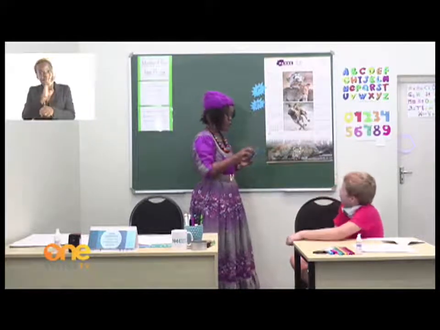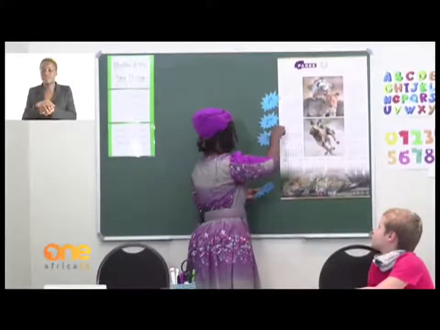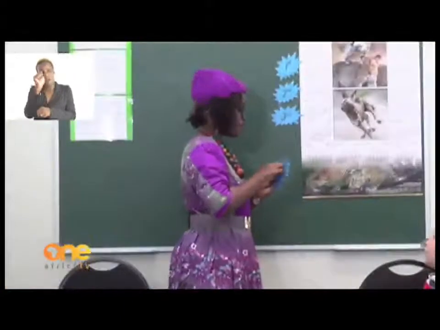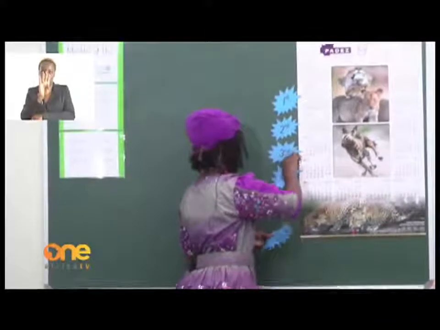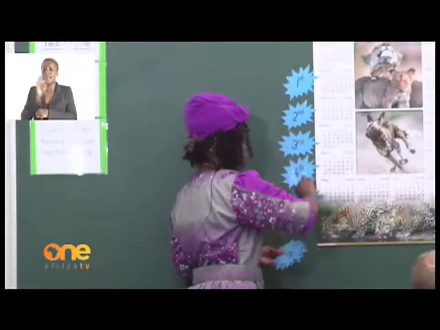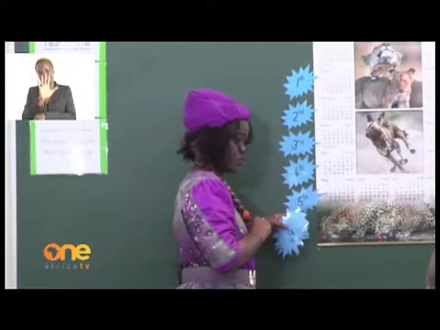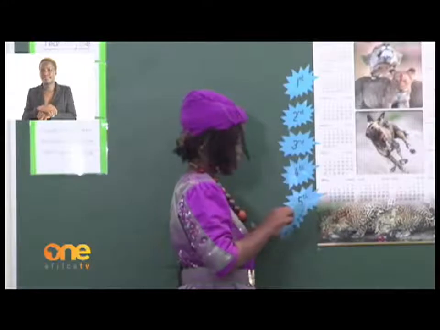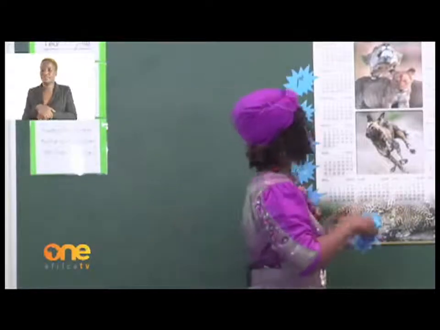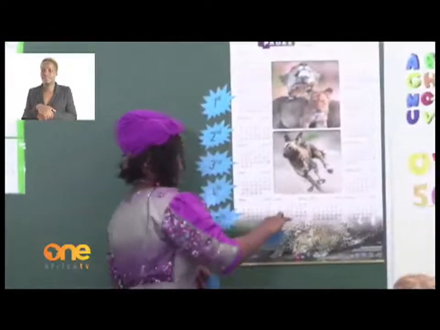And then we have March, which is the third. Then we have April, which is the fourth. Leandre, what do you think the fifth month will be? May will be the fifth month, all right? And then we have May here.